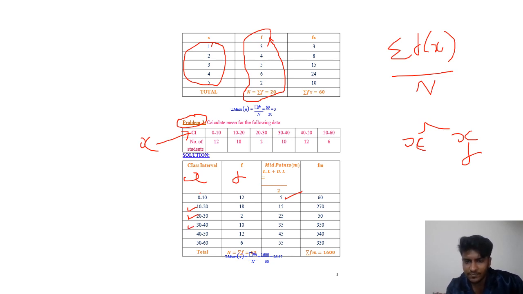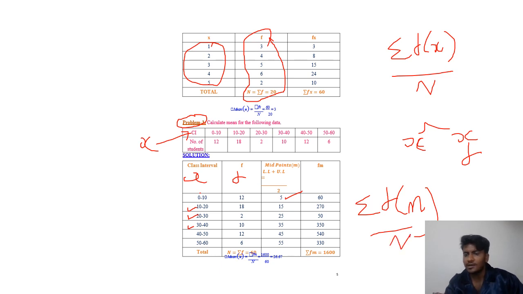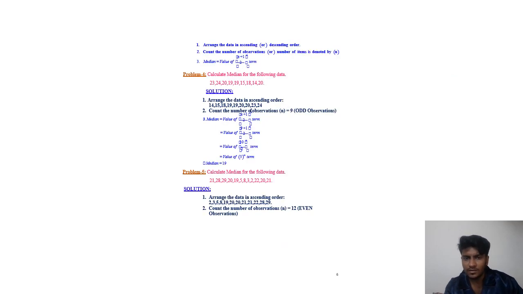Now for the formula, you simply have to get the summation of f of m upon n. Now here again, n is not the number of observations, it is the sum of the frequency. Okay, so this is very, very important. And what is fm? Nothing, just multiply frequency into this middlemost value, you will get your fm, right? So if 12 5s are 60, 18 15s are 270. So summation of f of m upon n. So these are the three ways in which you can solve the mean.